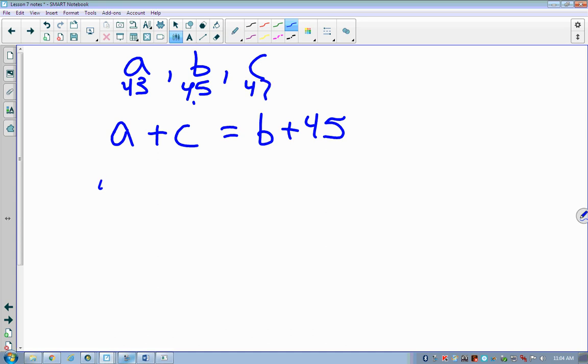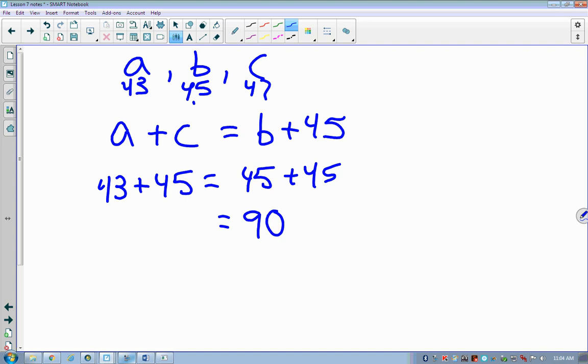Okay, so what about 43 plus 45? Is that going to be equal to 45 plus 45? Well, this is 90. Oh, I'm sorry, this needs to be 47. Sorry. Is 43 plus 47, what is that? Is that 90? Okay, so you see how that works a little bit? But all of these are going to be different. They're going to give you different scenarios.